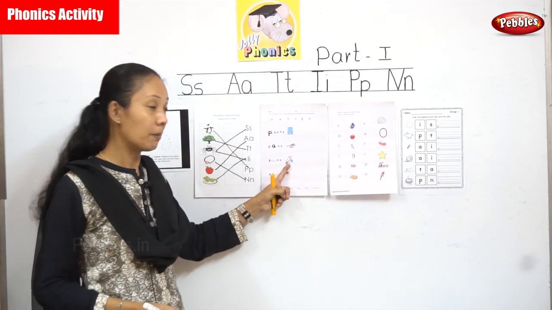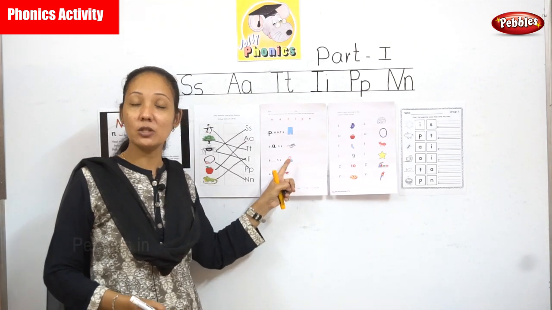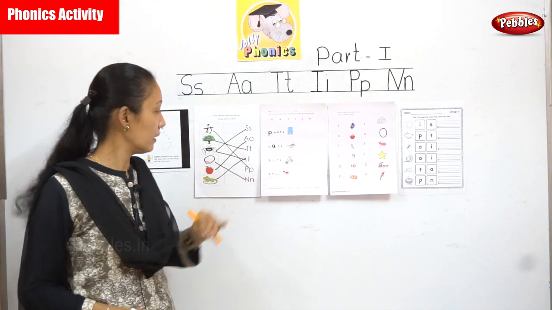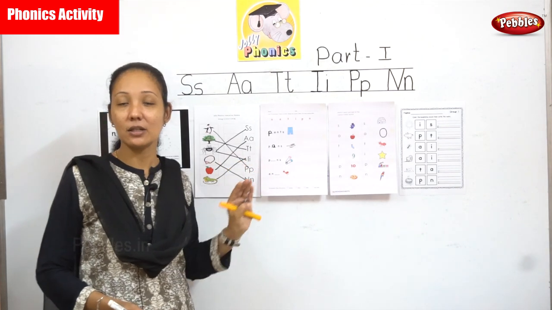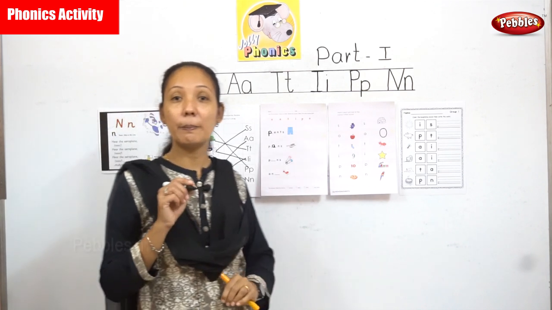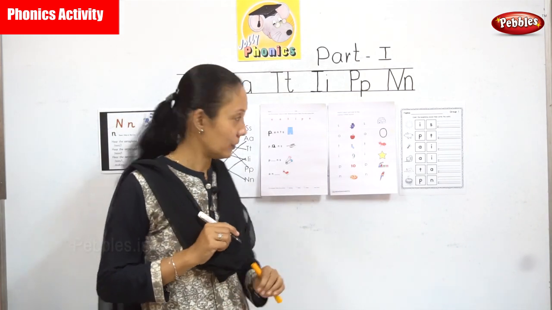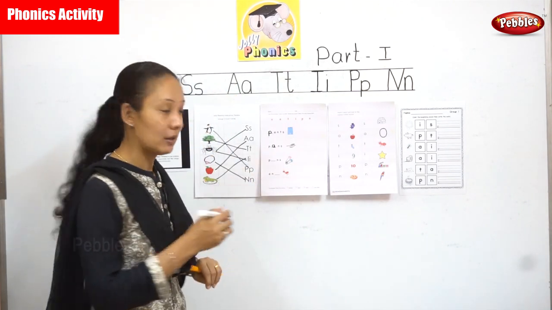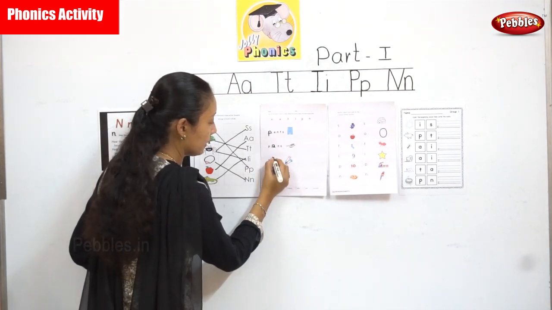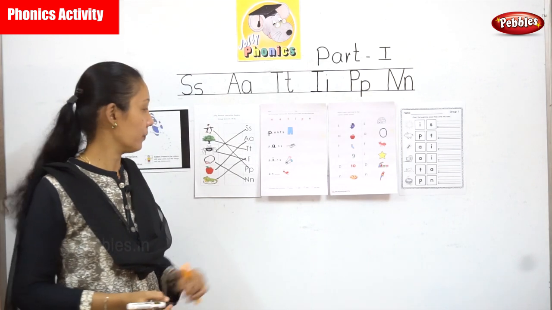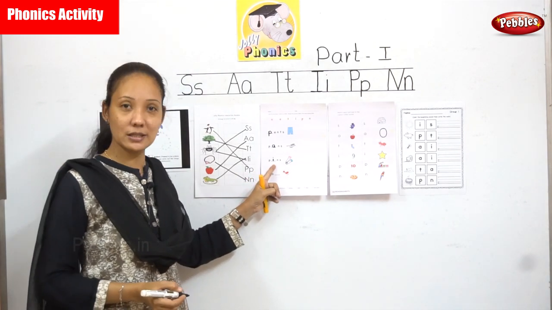Now we go to the next one. You can see the picture of two pins. Now again you have P dash N S. So what can you write there? Pins. Yes, your sound is I. Pins. Alright, now you have written your sound.